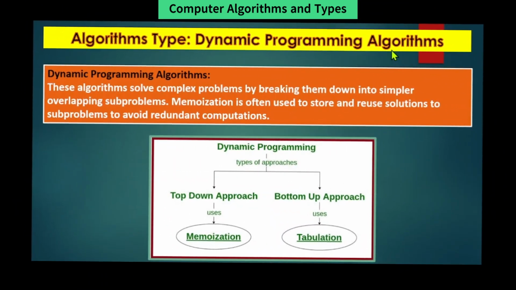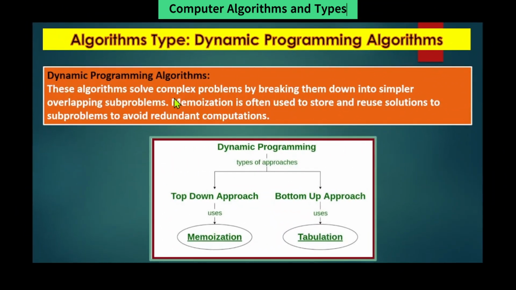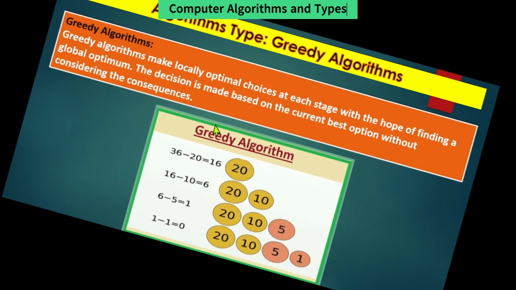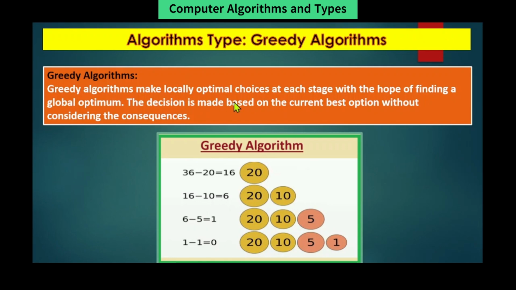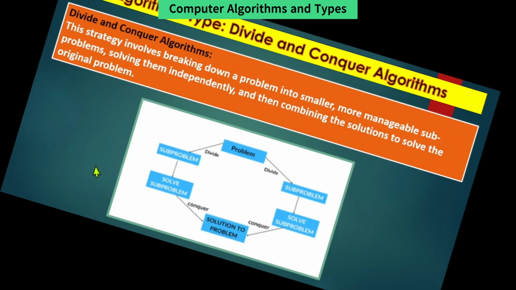Dynamic programming algorithms. These algorithms solve complex problems by breaking them down into simpler overlapping subproblems. Memoization is often used to store and reuse solutions to subproblems to avoid redundant computations. Greedy algorithms. Greedy algorithms make locally optimal choices at each stage with the hope of finding a global optimum. The decision is made based on the current best option without considering the consequences.